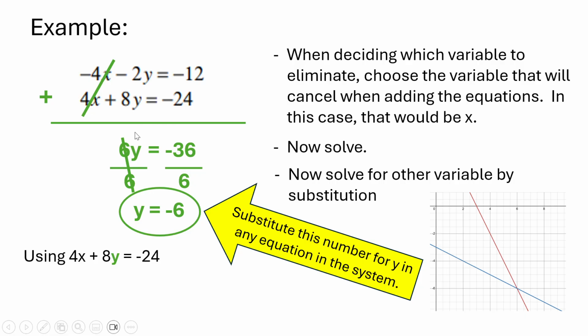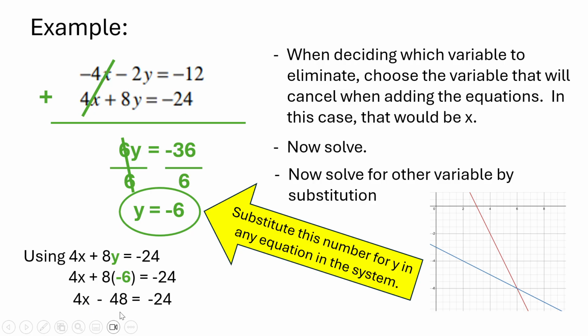Okay, so I'm going to go ahead and use this second equation. You can even try it in the first one as I work this out using the second one, and you will see we will get the same answer. Okay, so 4x plus 8y equals negative 24. So here I'm going to replace the y with negative 6. So I get 4x plus 8 times negative 6 equals negative 24. And then I'm going to go ahead and work this out. 8 times negative 6 is negative 48. And now I can go ahead and solve for x.